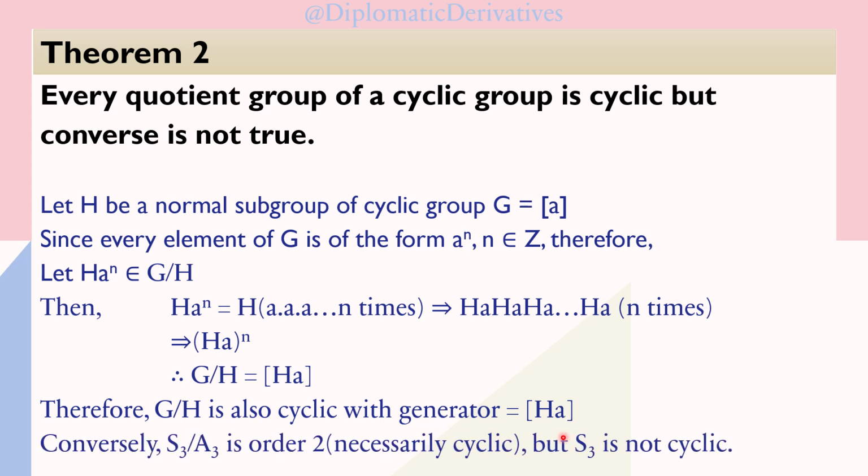But the converse is not true. S3 by A3, again we know it's a quotient group, is of order 2, so necessarily cyclic, but S3 is not cyclic. So this also we have seen in the examples. So you have to remember the converse for both the theorems. The converse is the same: S3 by A3 is a cyclic group, is an abelian group, but S3 is neither abelian nor cyclic.